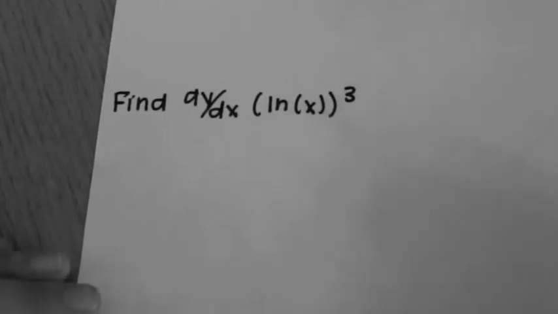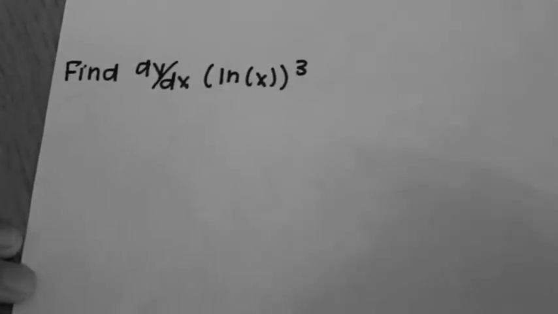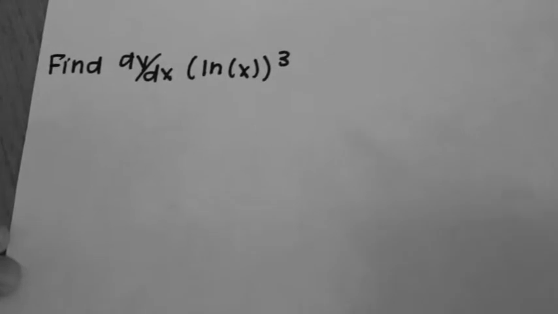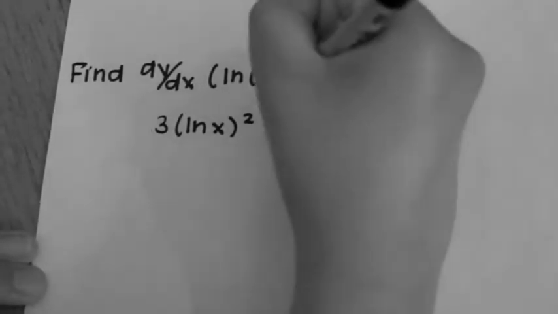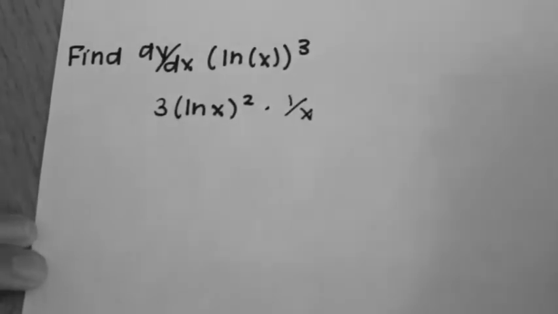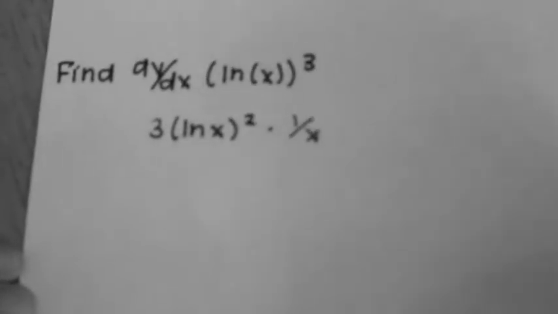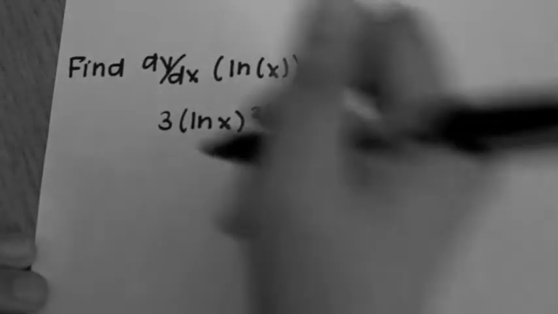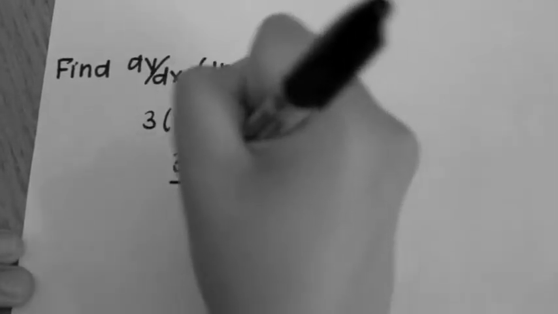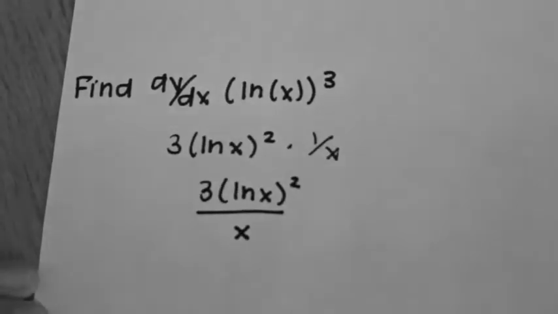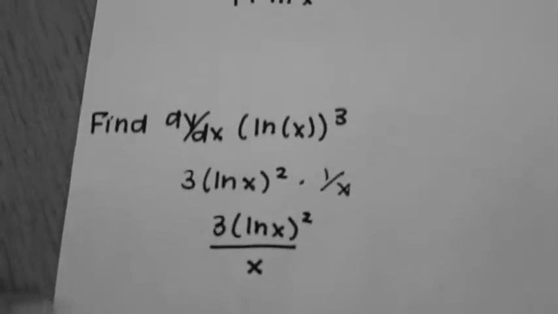The second example, find derivative of ln x cubed. You have to use chain rule. So you're going to multiply your exponent down. So 3 times what's still inside, ln x squared, because it's 3 minus 1, times 1 over x, which is the derivative of ln x. And you can simplify that down to 3 ln x squared all over x.